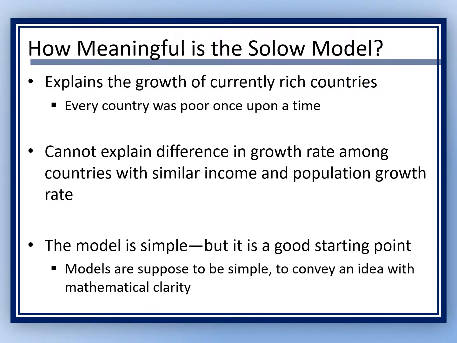So how meaningful is the slow growth model? Well, it does explain the growth of currently rich countries, since every country was poor once upon a time, right? So we know how countries become rich throughout time. What it cannot do is explain differences in growth rate among countries with similar income and population growth rates, right? This is due to the fact that the model is very simple. But it's a good starting point. This is a reason why it's taught at undergraduate level, because it's a simple model and it conveys the ideas that you want to convey very well.